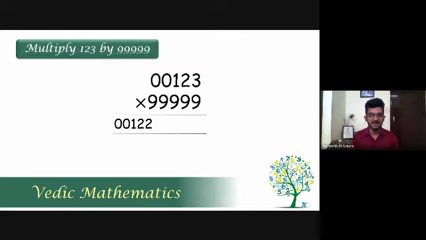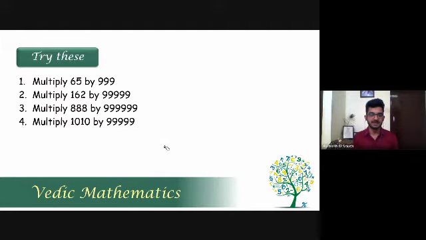And then subtract each of the digits of the left part from 9. 9 minus 0 gives you 9. 9 minus 0 gives you 9. 9 minus 1 gives 8. 9 minus 2 is 7. And 9 minus 2 is 7. So you get 99877. I can see so many of them, some of them at least have given the right answer. So your final answer that you get is 12299877. So you can give a try with these four problems.